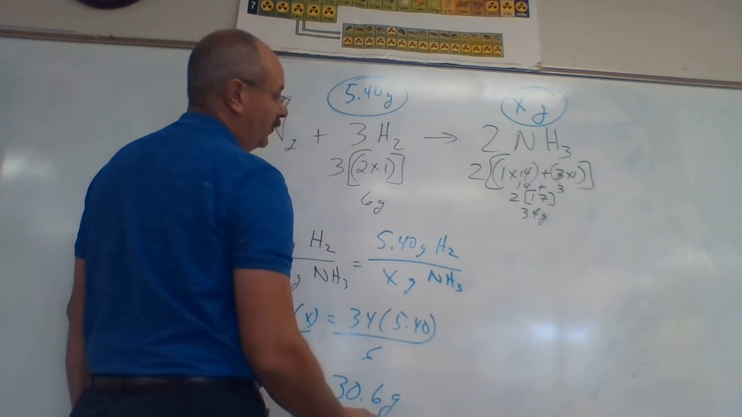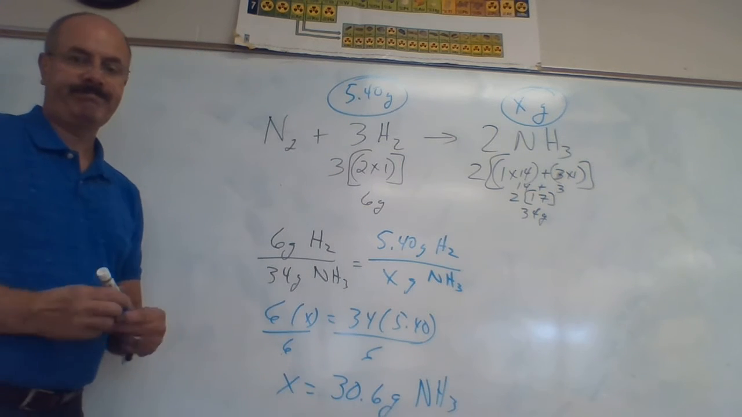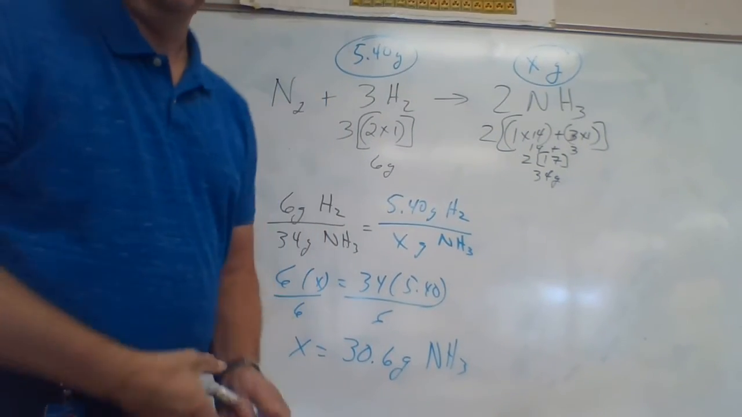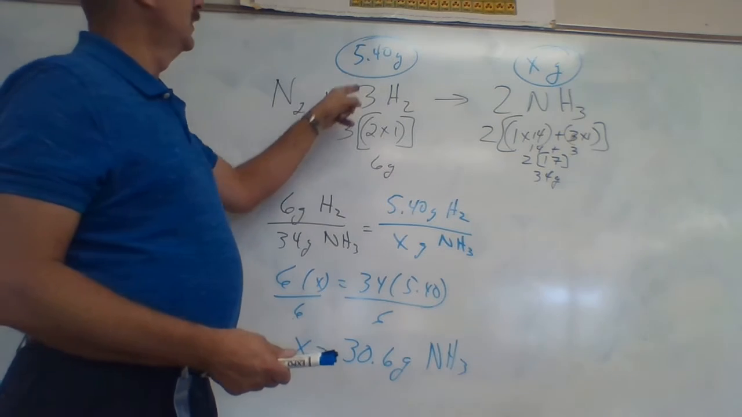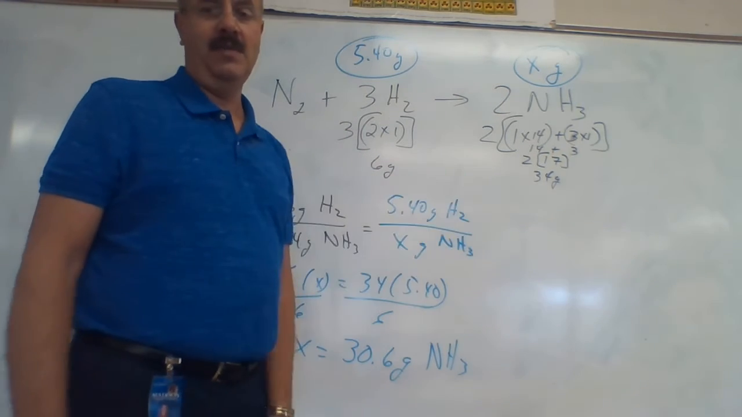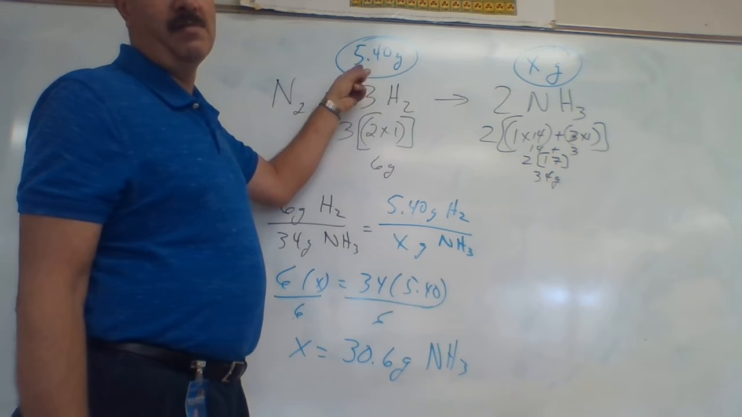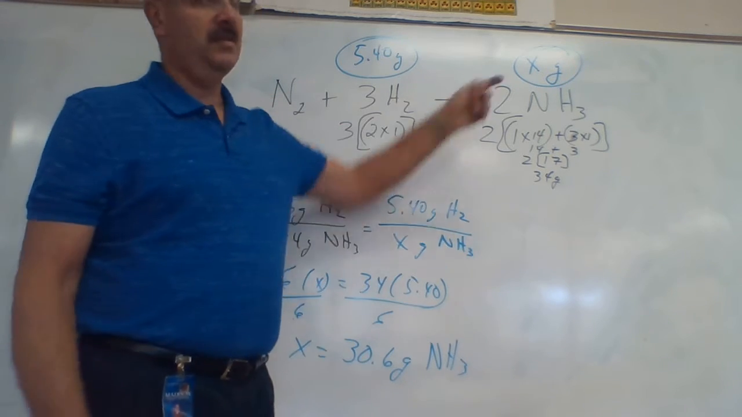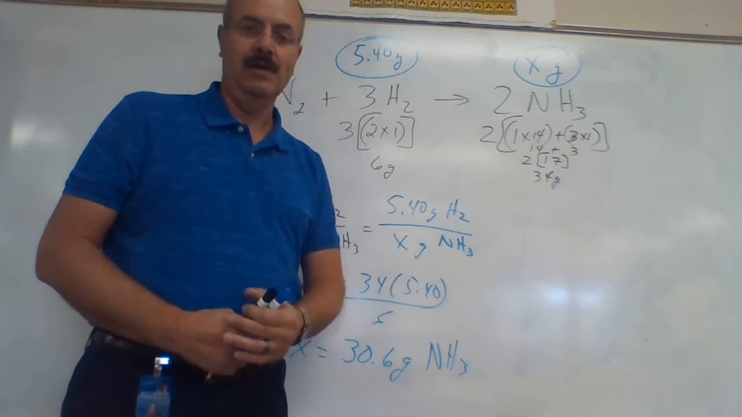And that's grams of NH3. All right, I'm going to move this down just a little bit so you can see it. There it is, 30.6. Okay. So what does this tell me? It tells me, according to the balanced equation, 6 grams of this will make 34 grams of that. But I don't have 6 grams, I have 5.4 grams. If I have 5.4, how much of that is going to be made? Well, it's 30.6. That's what we just found out. And it's all because of this ratio of 6 to 34.